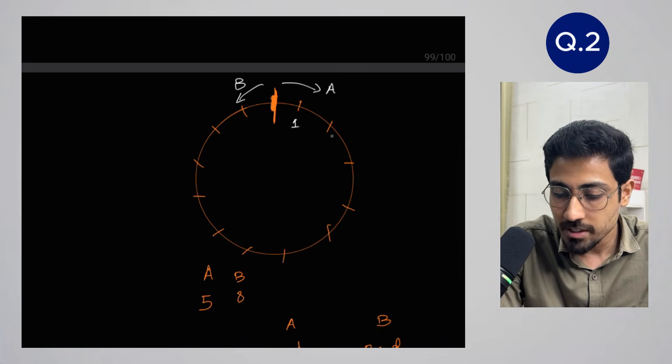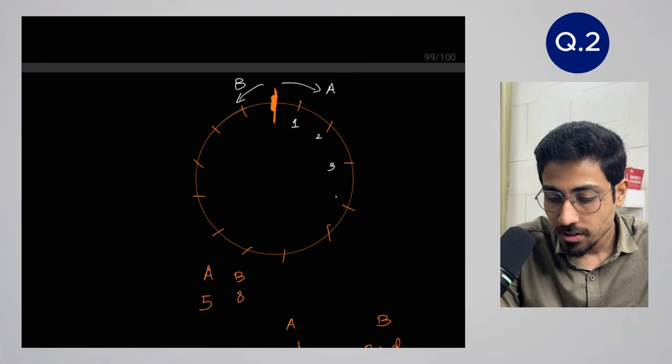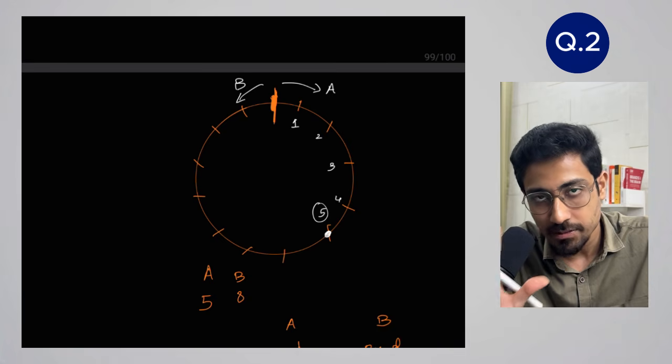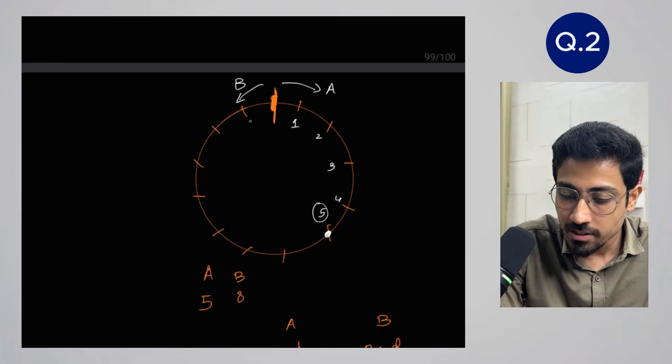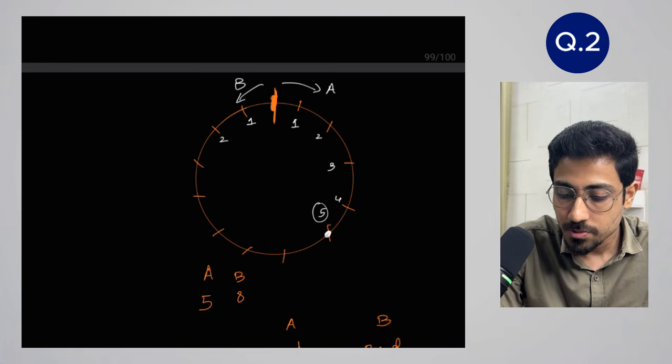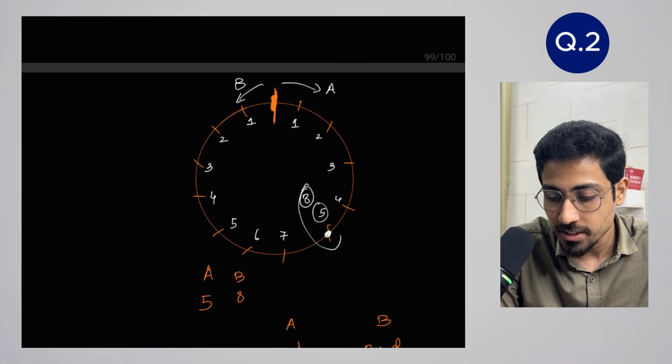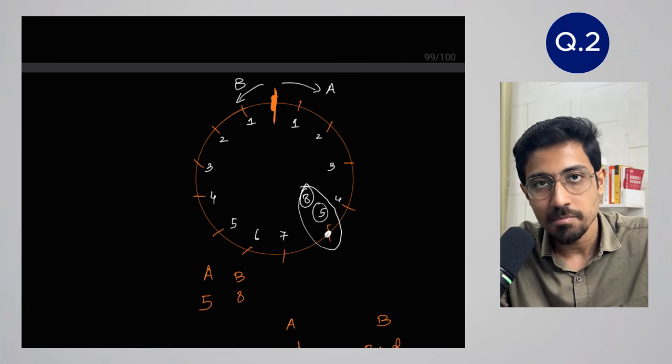So this is 1, 2, 3, 4, 5. So A has covered 5 points. B will cover 1, 2, 3, 4, 5, 6, 7, 8, and reaches over here. Okay, so this will be my first meeting point.